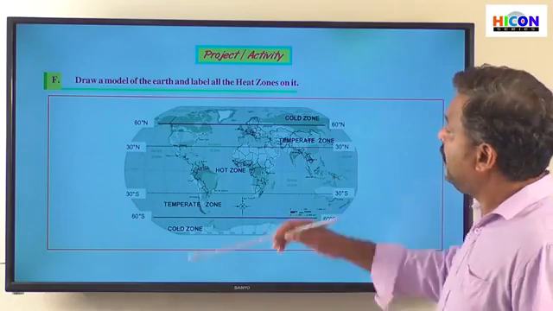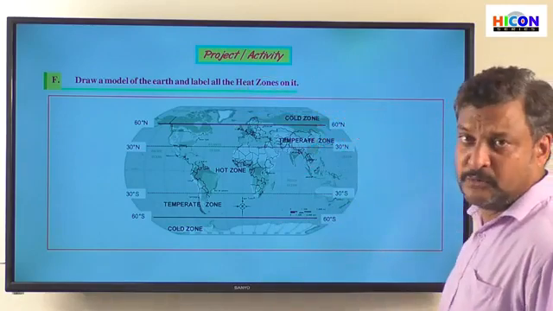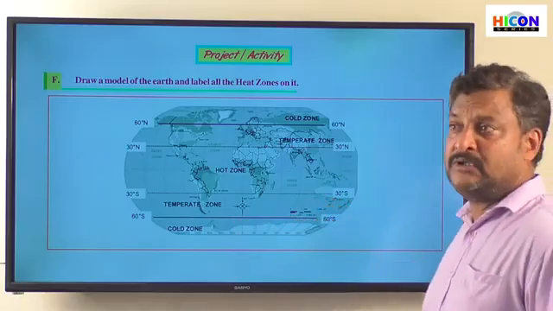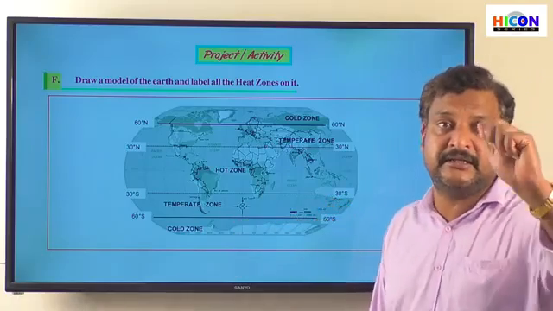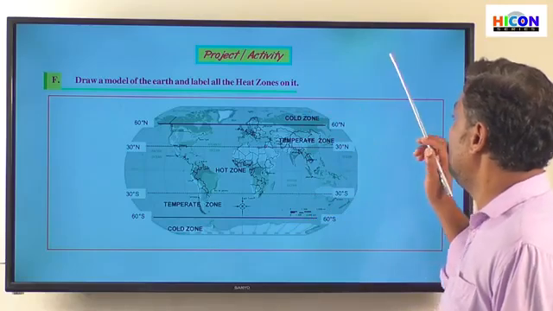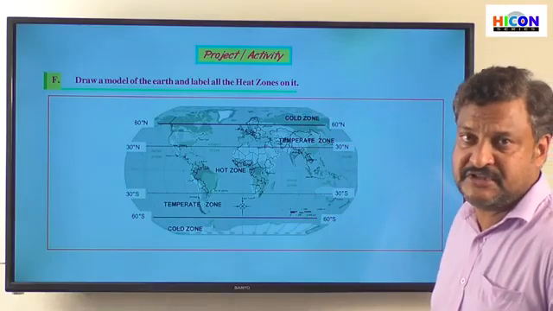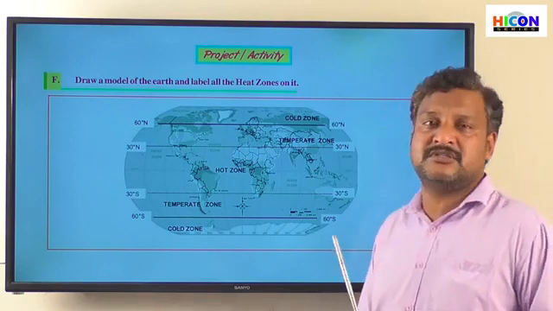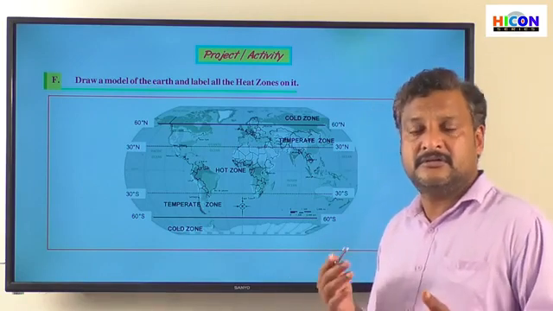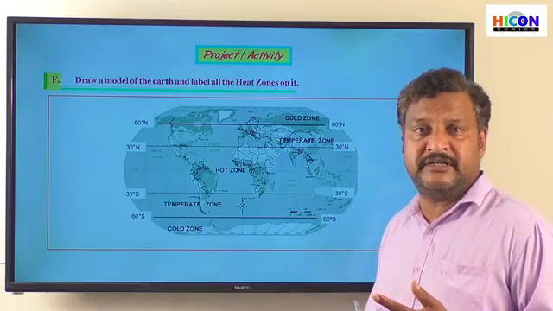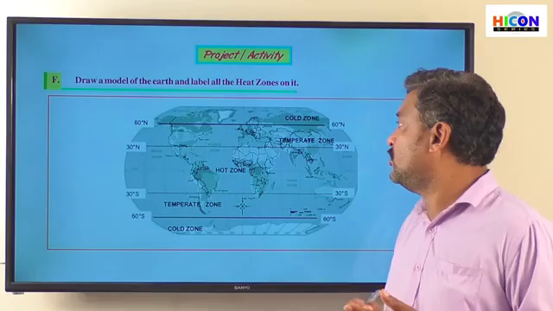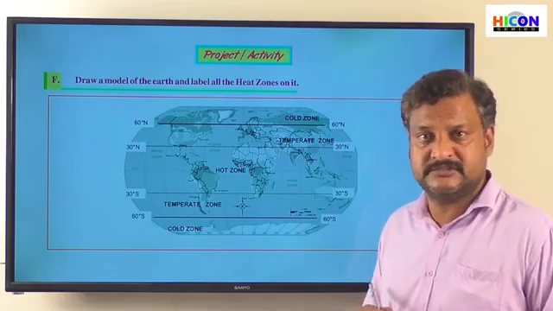So above the Arctic Circle till the North Pole and below the Antarctic Circle until the South Pole, it is the coldest region, and that is known as the frigid zone or the cold zone. So what are the three zones that we have on the earth? Torrid zone or the hot region, temperate zone or the moderate region, cold zone or the frigid zone, right?